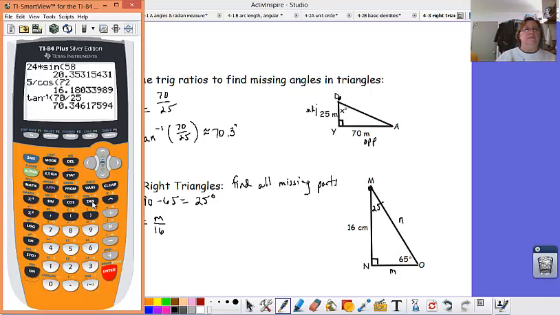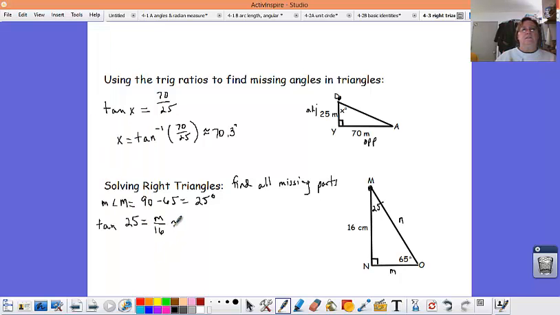Tangent 25 times 16. Please don't forget, if your calculator opens a parenthesis for the tangent function, you must close it. If you don't close it, you'll get an answer, but it will not be the right answer. Tangent 25 times 16, that's about 7.5. About 7.5, and these are centimeters.